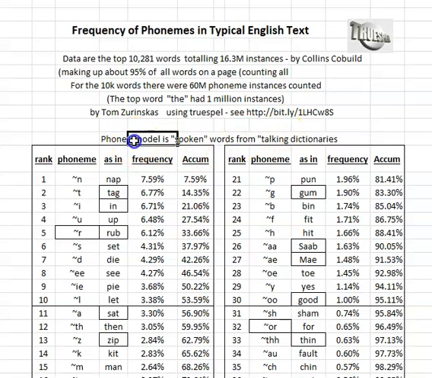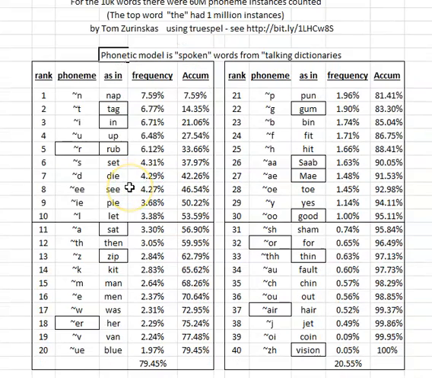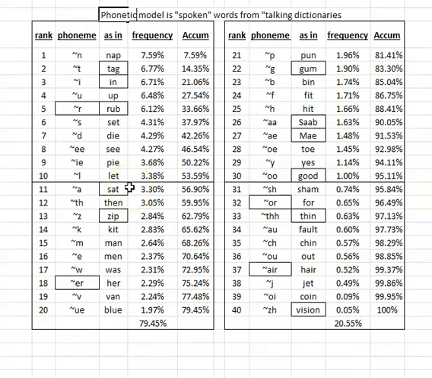We're going to look into the phonetic model, which is the spoken words of U.S. English as determined by the spoken words in American English dictionary. So I'm going only by the spoken words, not by any phonetic transcription.